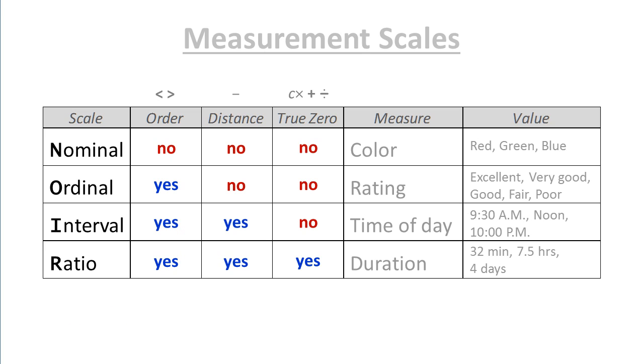So there you have it, the 4 measurement scales. Let me point out one thing about the names of the scales. The first letters of the 4 scales are N-O-I-R. Noir in French means black. This acronym may help you remember the names of the 4 scales: nominal, ordinal, interval, and ratio. Now let's look at a few more examples of each scale.